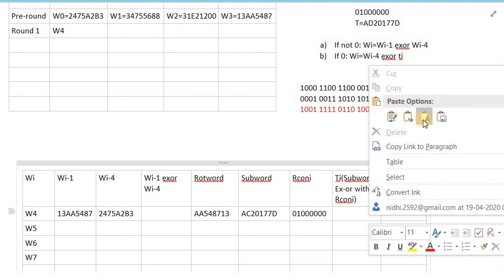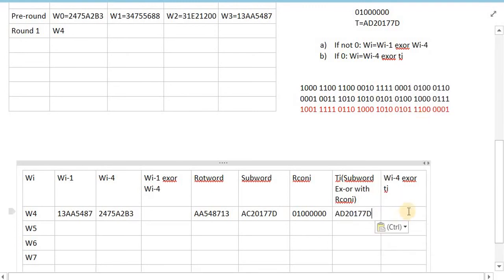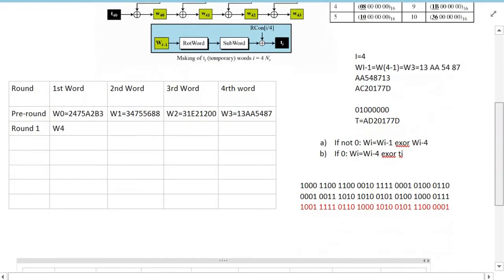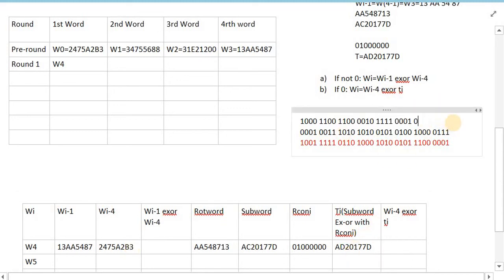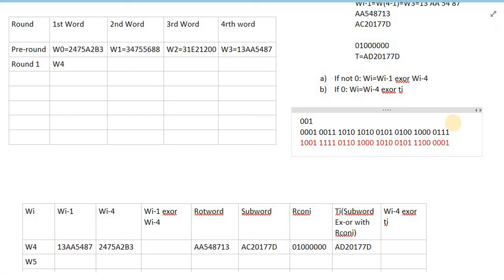And now I have to follow the final thing. What is the final thing? If i is divisible by 4, then we have to perform the XOR with T(i): W(i-4) XOR T(i). What is W(i-4)? W(i-4) is 2475A2B3, with the value of T(i), meaning this one. So convert into the binary form. What should be the equivalent of 2?